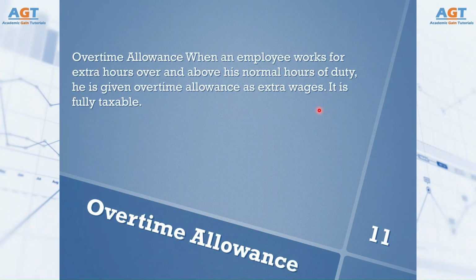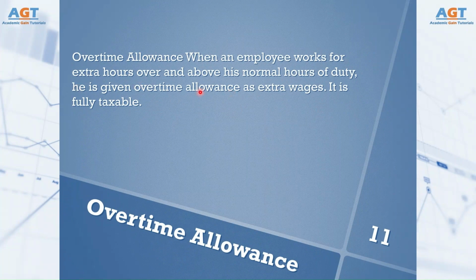Number 11. Overtime allowance. Overtime allowance is given when an employee works beyond normal working hours. It is treated as extra wages and is fully taxable. This ensures employees are paid fairly for additional time worked.